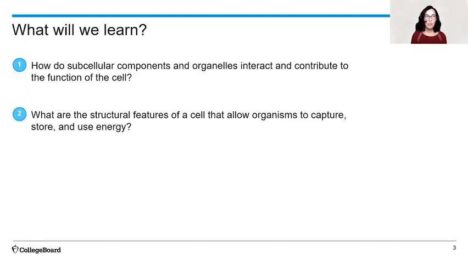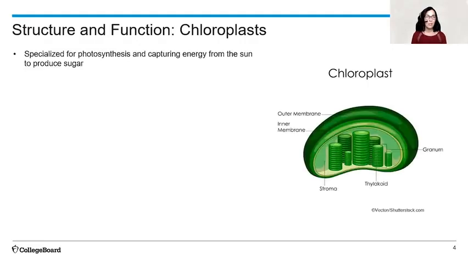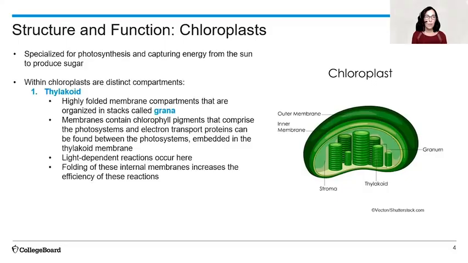And so let's actually start with that. What are these energy capturing organelles? So first we have the chloroplasts, and chloroplasts are specialized for photosynthesis and capturing energy from the sun to produce sugar. Within the chloroplast are two distinct compartments. First, we have the thylakoid, as you see here in the image to the right, and these are highly folded membrane compartments that are organized into stacks called grana.